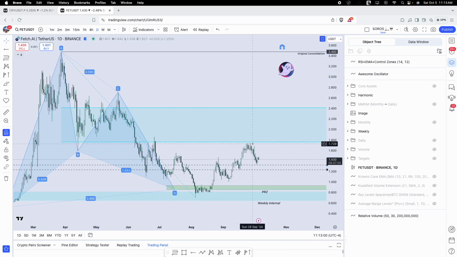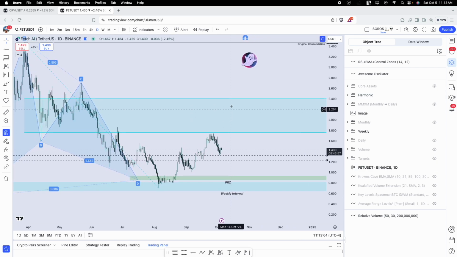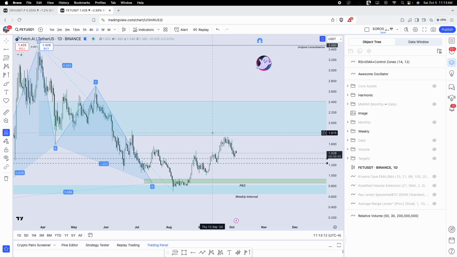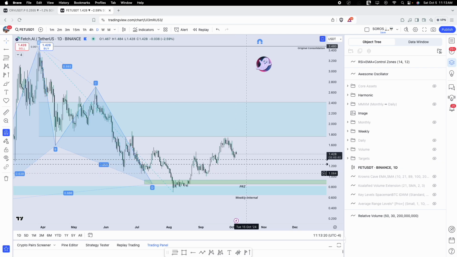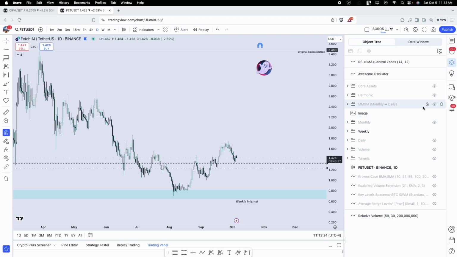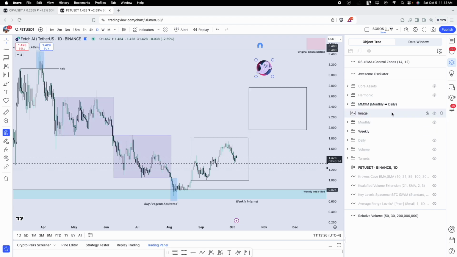So your type 1 return would go into the 382. It just got front run. And your type 2 target is going to be up here at the 618. So those are going to be the harmonic targets. Usually for the type 2, you want to see a pullback into the reversal zone or at least a higher low. So I'm projecting somewhere in that daily imbalance. And aside from the harmonic, these are going to be the targets that I'm trading.